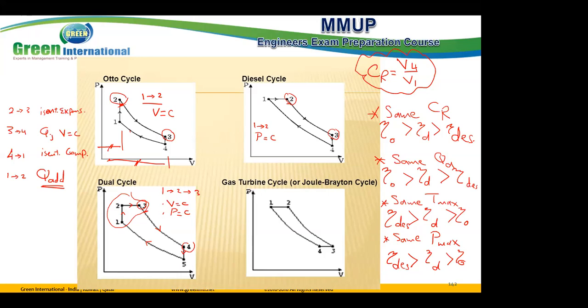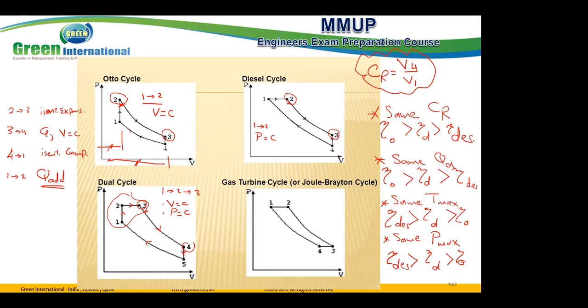At the same Q added, if we fix the amount of Q added for all, which one has higher efficiency? Otto again is the maximum efficiency if the Q added is the same. If you fix the Q added for all, the efficiency for Otto is higher.